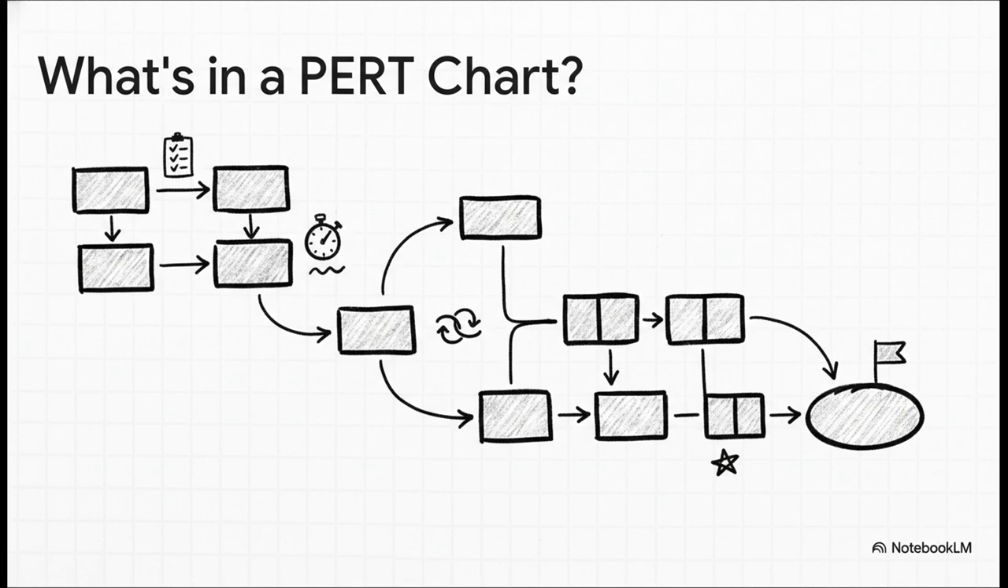It forces you to be MECE, that's mutually exclusive, collectively exhaustive, in identifying every single task. But the real magic, the real power, happens when you start mapping out the sequence and dependencies. This network of connections is what lets you find the project's critical path, and that's huge. The critical path is the longest chain of dependent tasks that determines the absolute minimum time to finish the project. Any delay on that path? Well, that means a delay for the whole project.